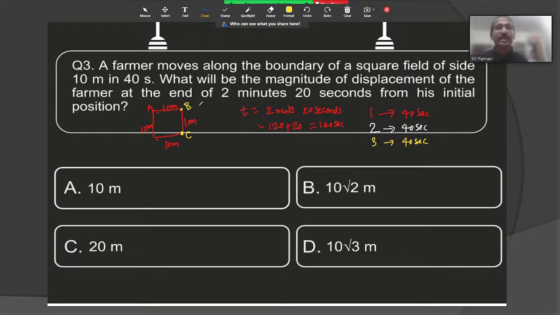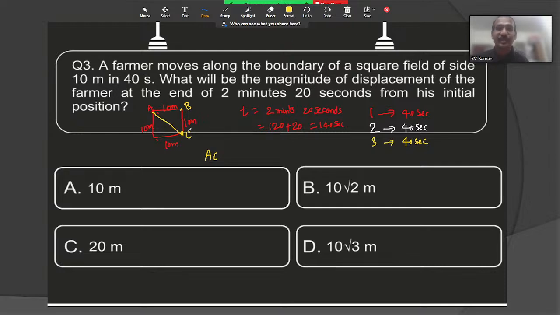Now what they're asking? Magnitude of displacement at the end of 2 minutes 20 seconds. For the first 3 rounds the displacement value will be 0. One complete round, displacement 0. So the 3 rounds I made also give 0. In the next last 20 seconds I stopped at point C. Clear? Now the displacement we can easily calculate from A to C. Yes. Now AC is the displacement.